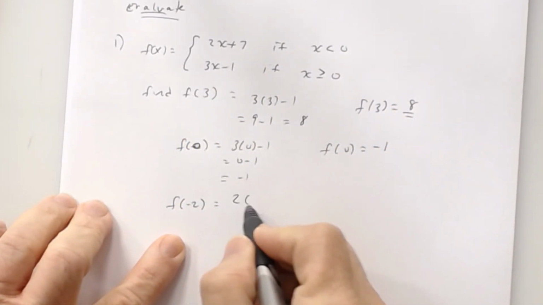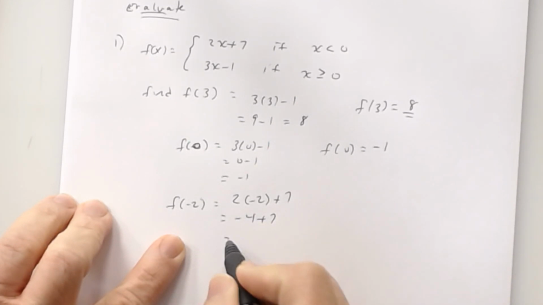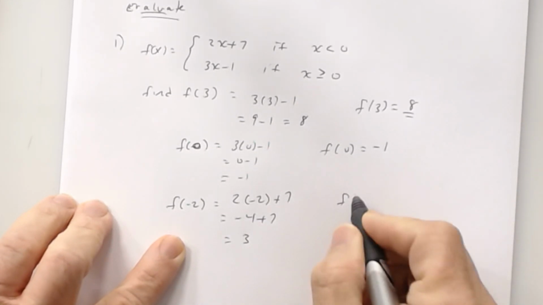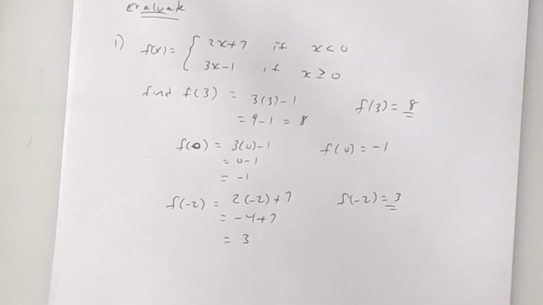So I get 2 times negative 2 plus 7. So that's negative 4 plus 7, which is 3. So f of negative 2 equals 3. All right. So that's the idea of piecewise functions, evaluating piecewise functions and then graphing piecewise functions.